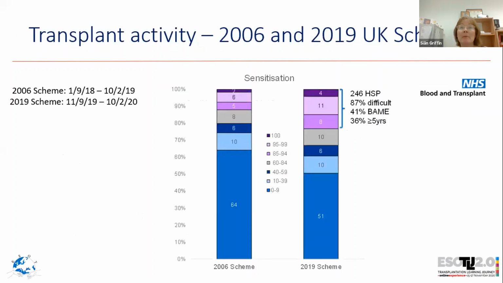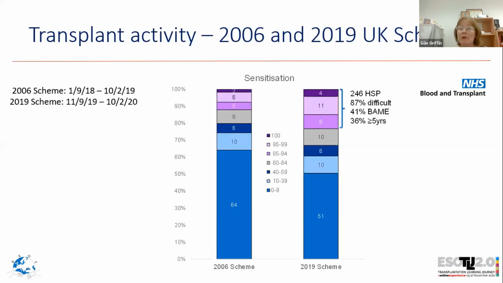This figure shows the impact of the new offering scheme on the transplantation rates in highly sensitised patients in the UK. So on the left are the patients who were transplanted under the previous offering scheme, and then on the right, those transplanted during the first 6 months of the new offering scheme.